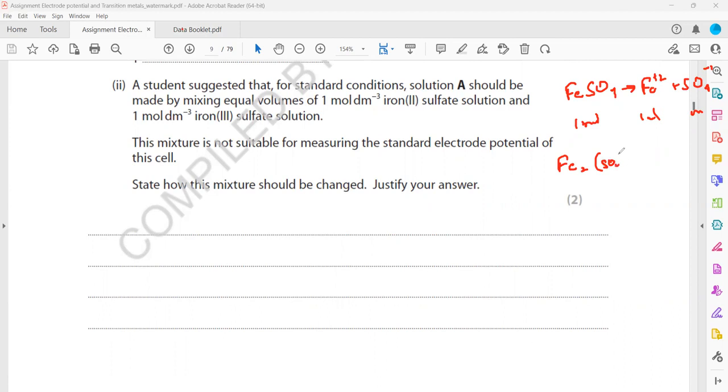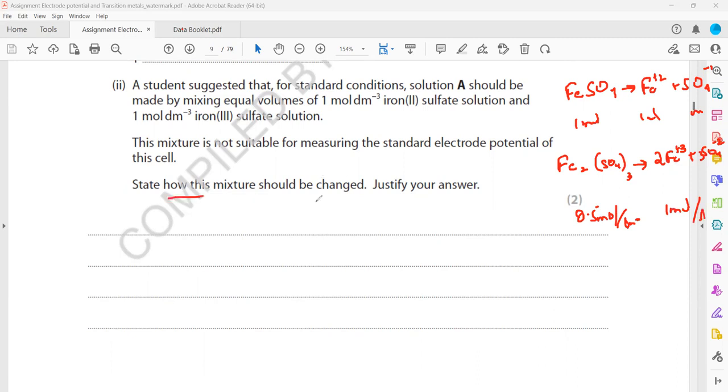In iron 3 sulfate, the formula is Fe2(SO4)3. When it dissociates into ions, it gives 2 iron 3 ions and 3 sulfate ions. So if I take 1 mole per dm cube, the concentration of iron 3 won't be 1 mole, it will be 2 mole per dm cube. So it won't be standard, because to make a standard solution, we should have 1 mole per dm cube of each ion. So what concentration should we take to make it standard? We should take 0.5 mole per dm cube. So when we take 0.5 moles per dm cube, this will give 1 mole per dm cube of iron 3.